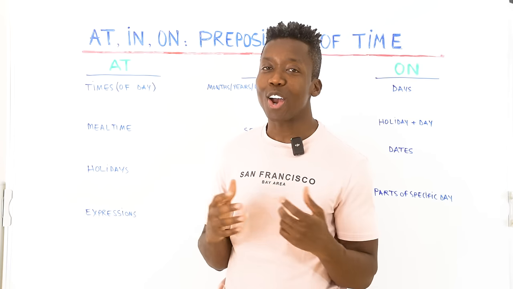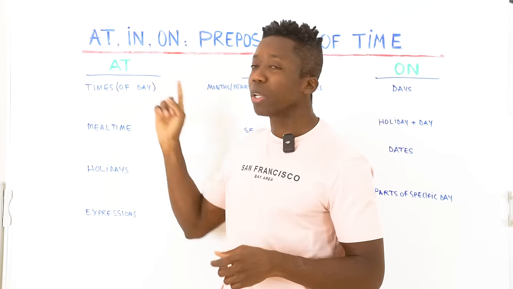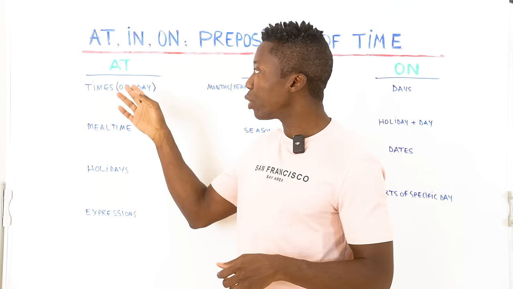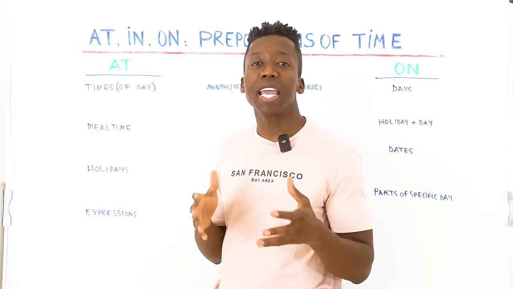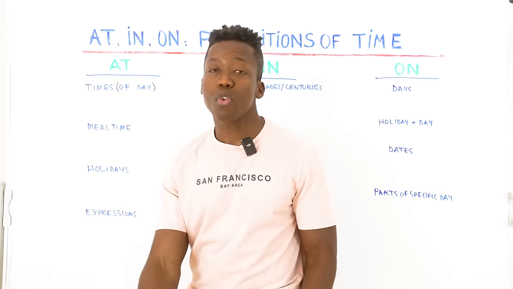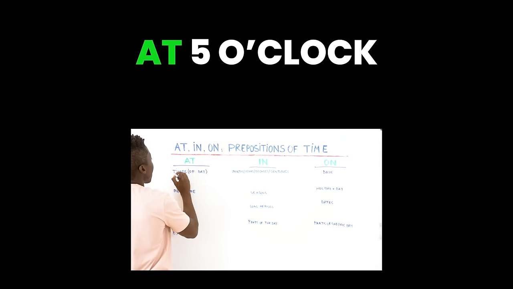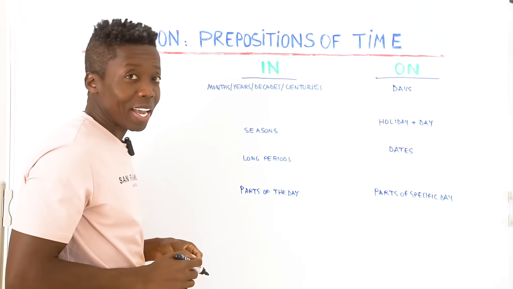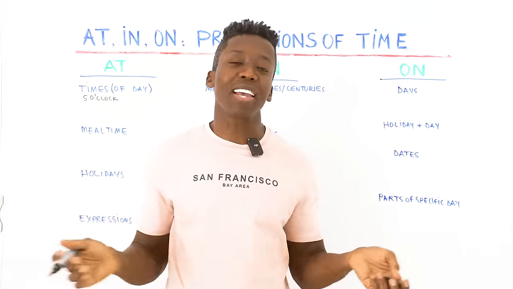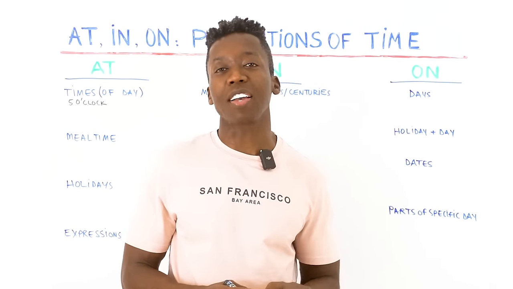All right, so let's get started. For the preposition at, we use the preposition at to indicate times. For instance, at 5 o'clock. That's a time. At 5 o'clock, at 10 p.m., at 7 o'clock, etc.